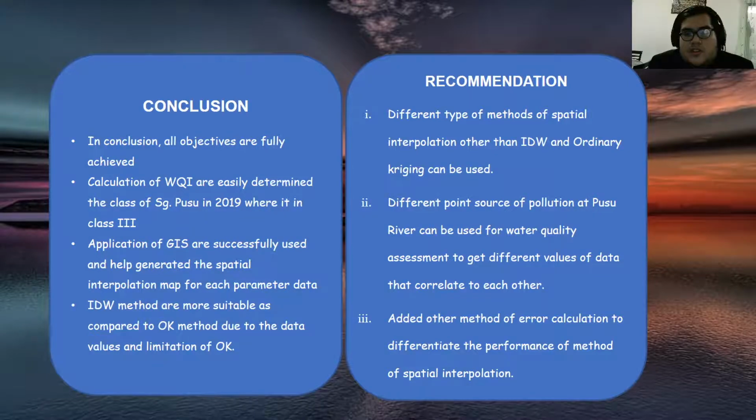For the first recommendation, a different type of spatial interpolation method, other than IDW or ordinary kriging, can be used. Different point sources of pollution at Pusu River can be used for water quality assessment to get different values of data that correlate to each other. And lastly, we can add other methods of error calculation to differentiate the performance of the spatial interpolation methods, in order to enhance the result in future and get a better result.